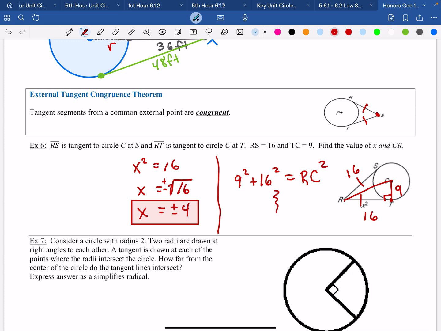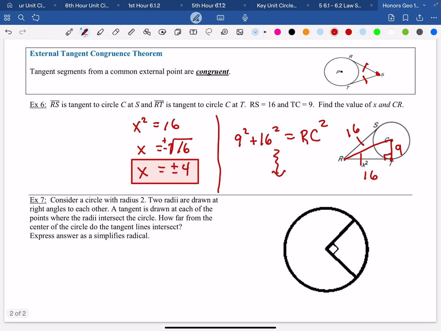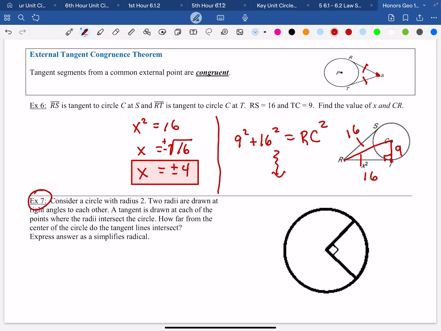All right, so we're going to reconvene tomorrow. We're going to talk about this, and then we'll also do example 7 together tomorrow. But I want you to go ahead and at least get it started, see how far you can go. I do want the answer as a simplified radical. So this will be part of your homework and part of our open discussion when we return together.